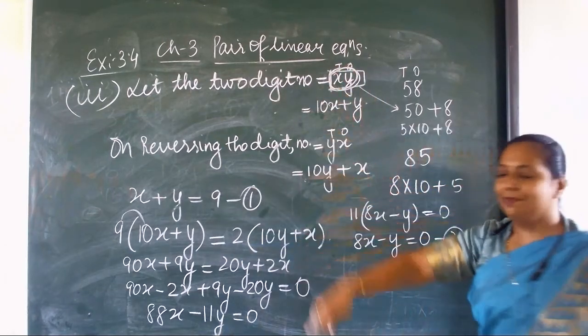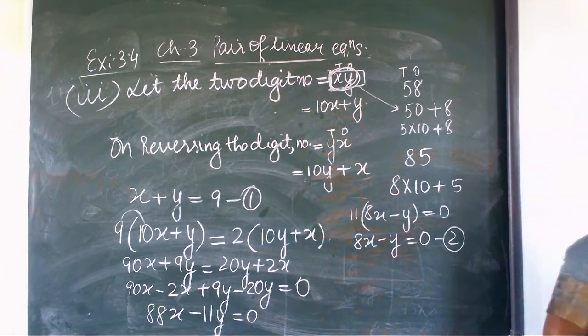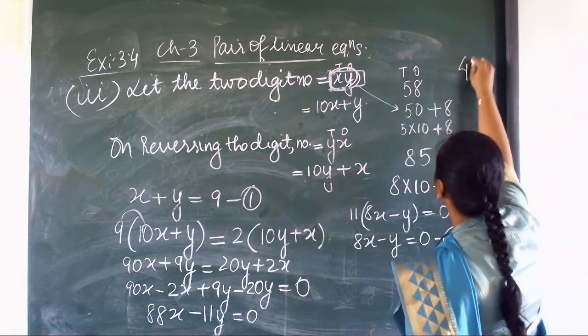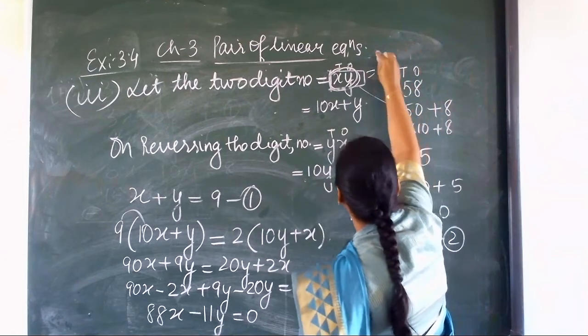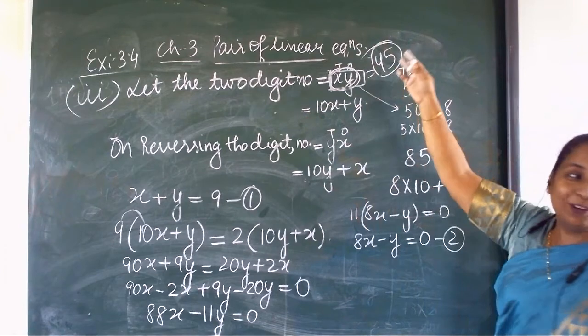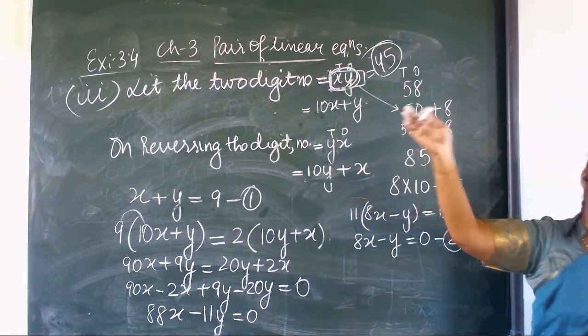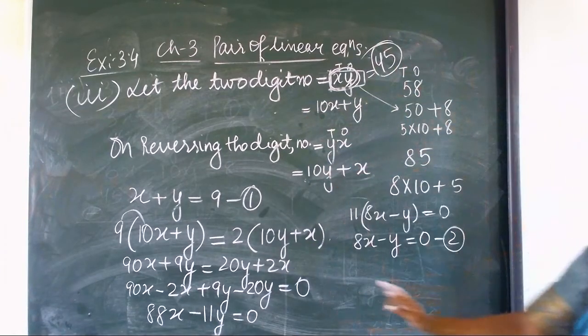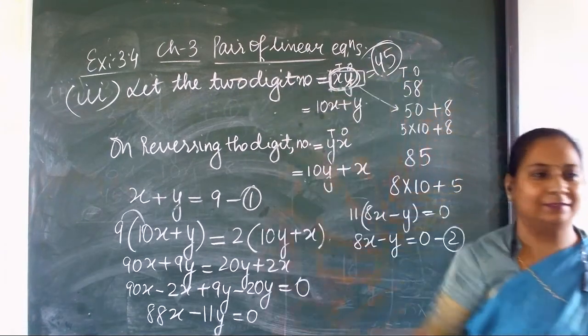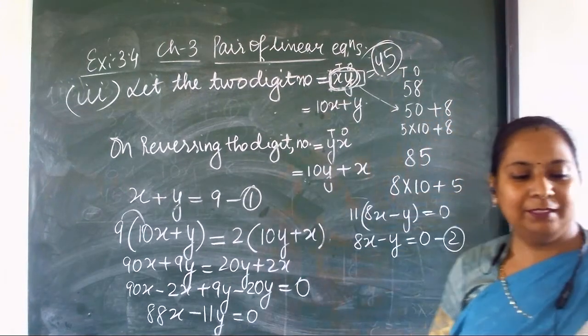Suppose x value is 4 and y value is 5. So the original number becomes 45. Why am I taking 4 and 5? Because their sum is 9. After finding that, you write the original number as 45. Clear? Now coming to the next, fourth part.